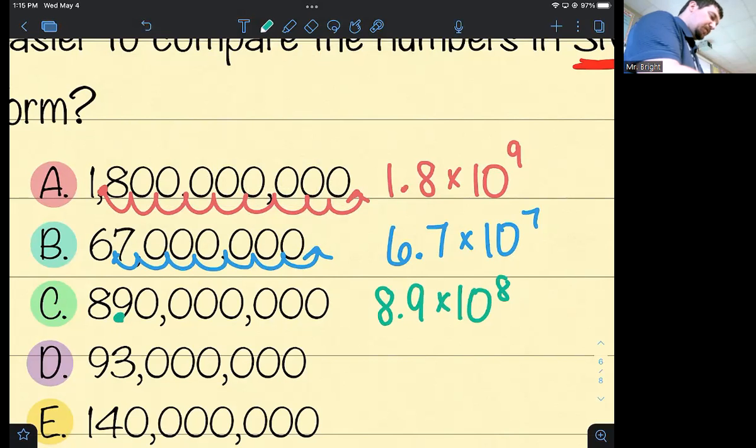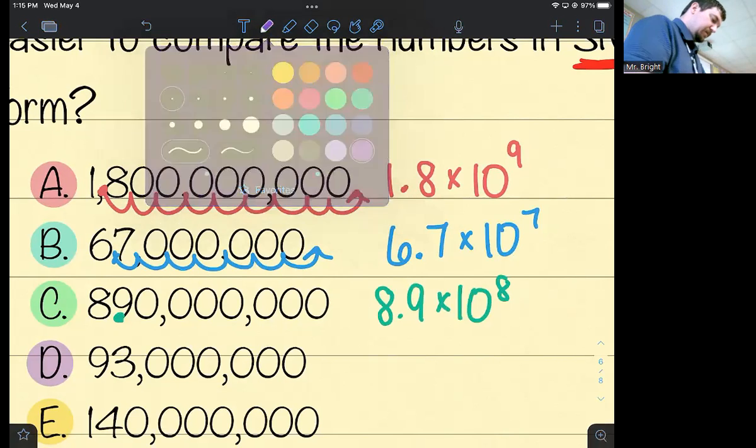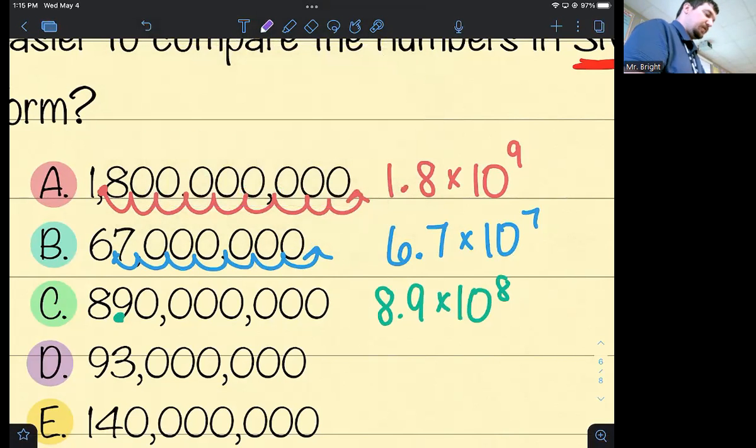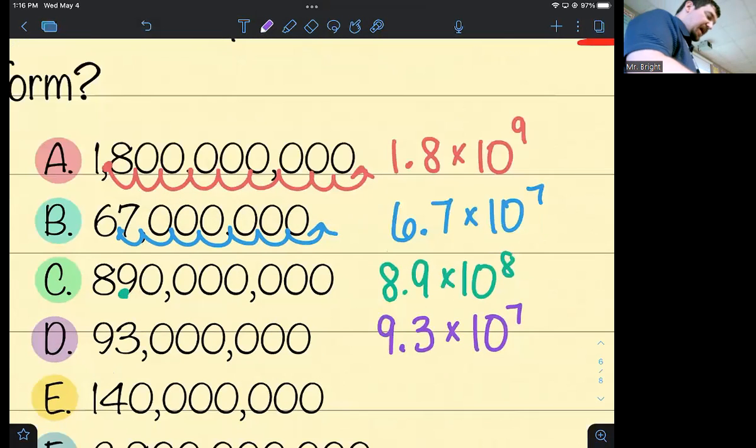Deegan, give me example planet D. Should say 93 million. What would that be in scientific notation? 9.3 to the power of 7, like this. Yes. There we go. Times 10 to the power of 7. Okay. Seth, what about E?